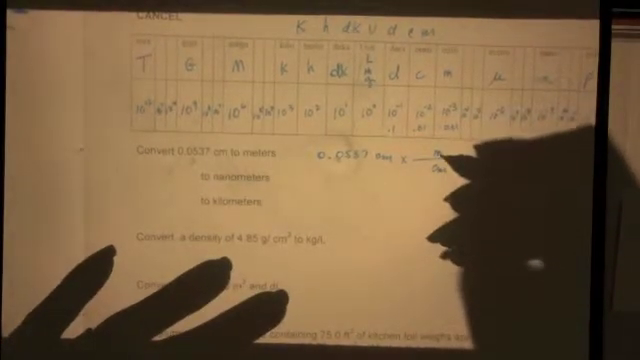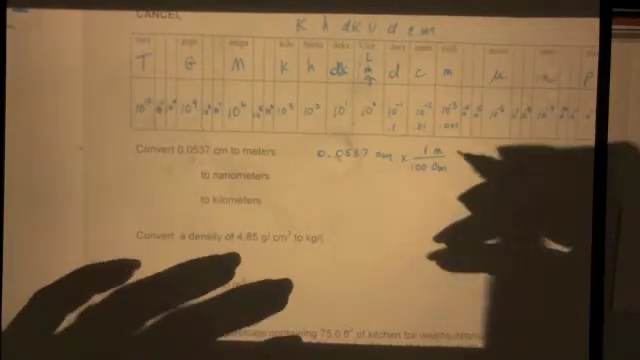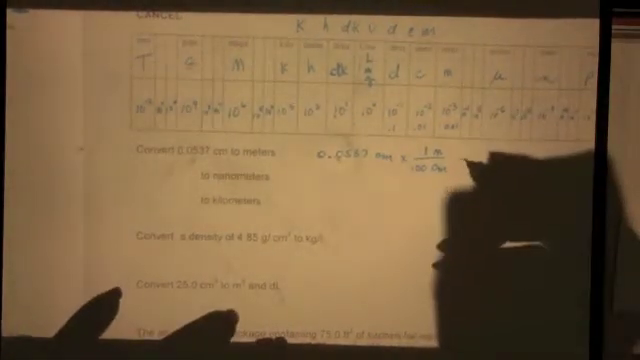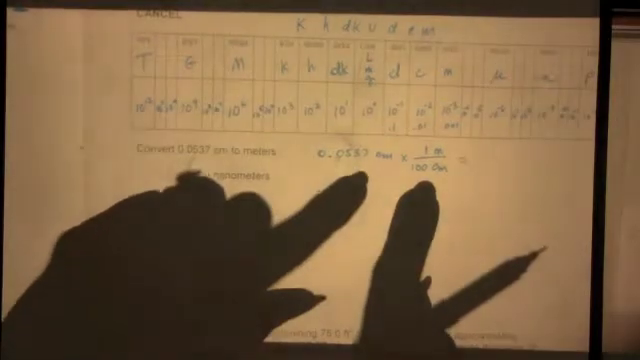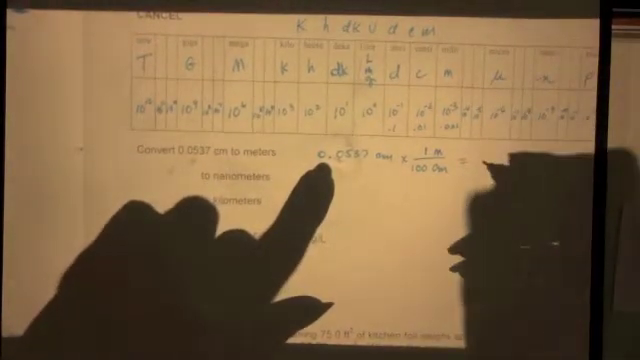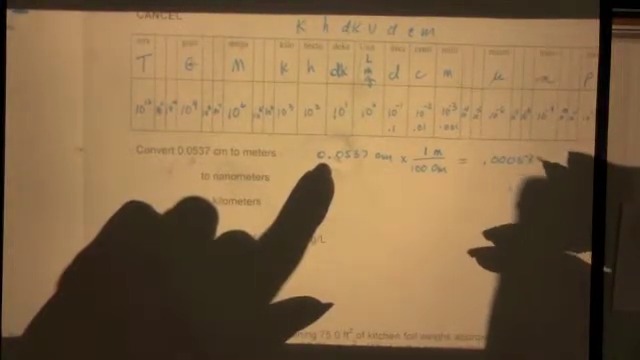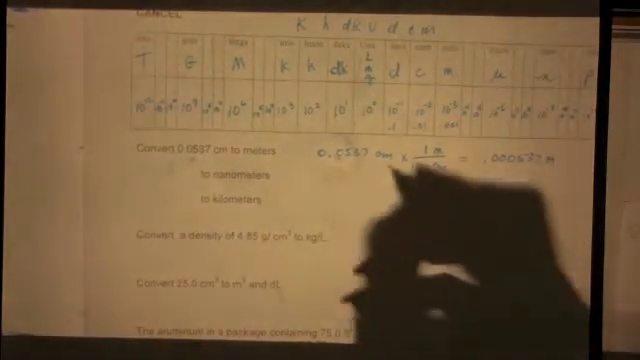So I always ask myself, and again, whatever method works for your brain is fine. Which one's bigger, a meter or a centimeter? A meter's bigger. I put a 1 there. A centimeter, there's 100 centimeters in a meter. And that's the method that I will use. Now I just move my decimal place because I'm dividing by 100, 2 places to the left, 0.000537 meters. There go my units.